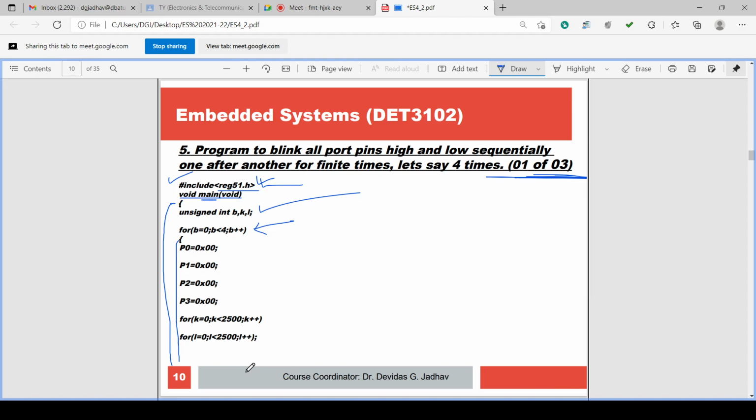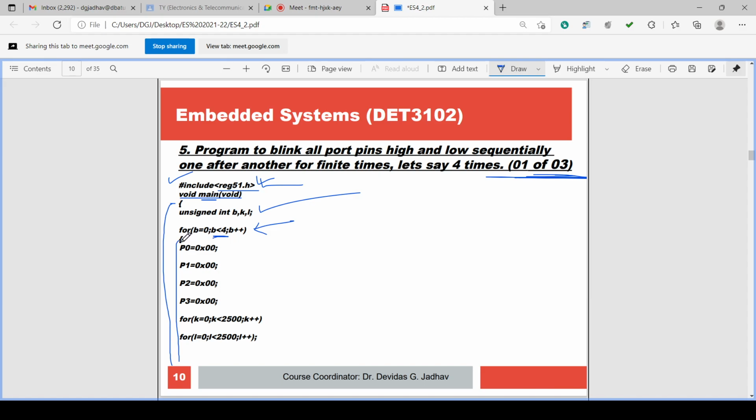So for b equal to 0, the complete block is executed. For b equal to 1, the complete block is executed. For b equal to 2, the complete block is executed. For b equal to 3, the complete block is executed. But for b equal to 4, this block is not executed, because b less than 4 is false, the condition is not satisfied. Logic is 0, logic is false, so it will not execute. So 4 times this block is executed.